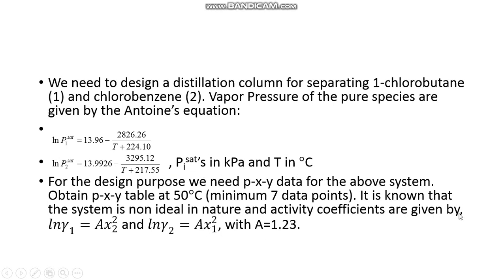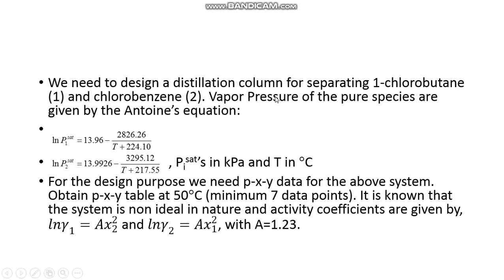And it is said that the system is non-ideal and is well represented by an activity coefficient model as ln gamma 1 is A x2 square and ln gamma 2 is A x1 square, with A being 1.23. The process for generating pxy data is very similar to your ideal system. Only changes because it's a non-ideal system. We need to calculate gamma, and we need to take into consideration the value of gamma for calculating pressure.